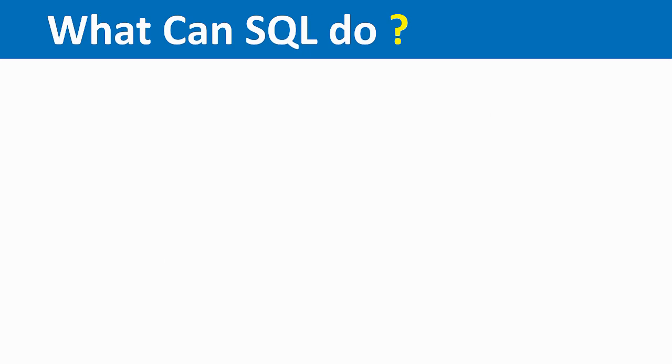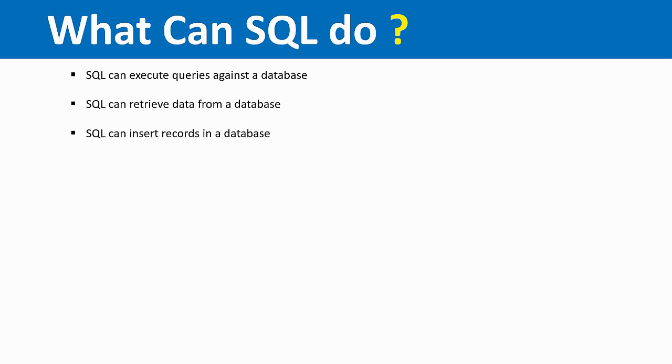Let's take a look at some of the things that you can do with SQL. You can execute queries against a database. A query basically is a request for data or information from a database. You can retrieve data from a database. You can insert records in a database. You can update records in a database.